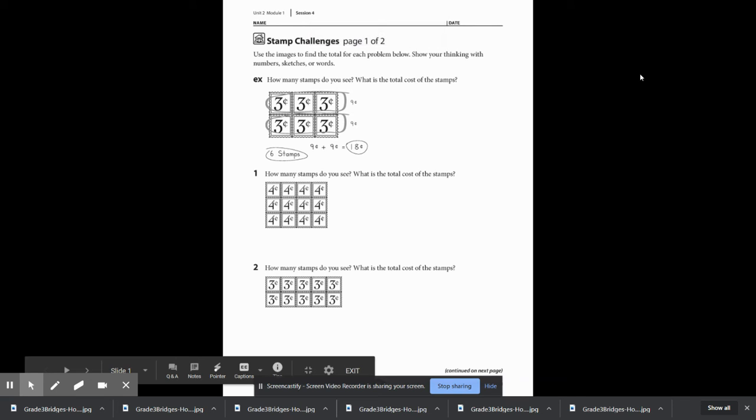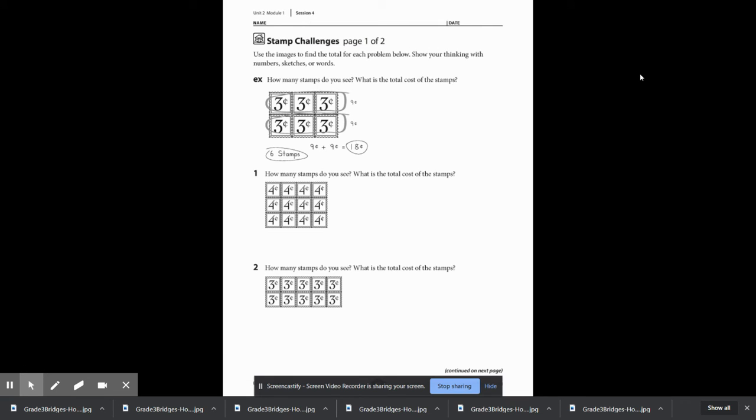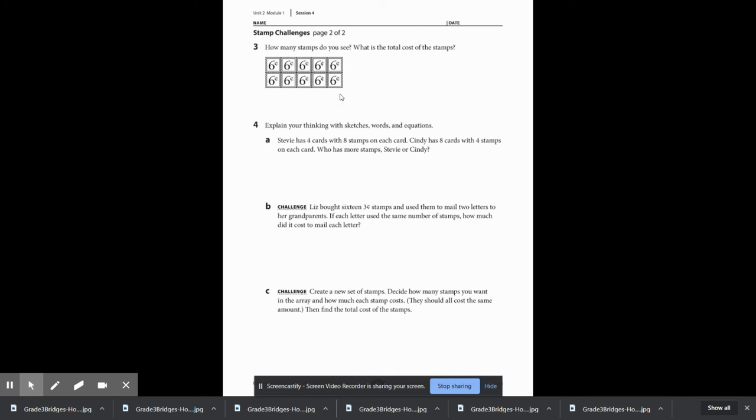Only this time it's going to be you without other strategies involved. So how many stamps do you see? What is the total cost of the stamps? How many stamps do you see? What is the total cost of the stamps? How many stamps do you see? What is the total cost?